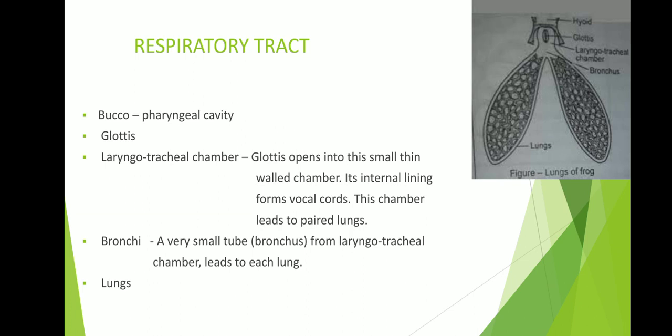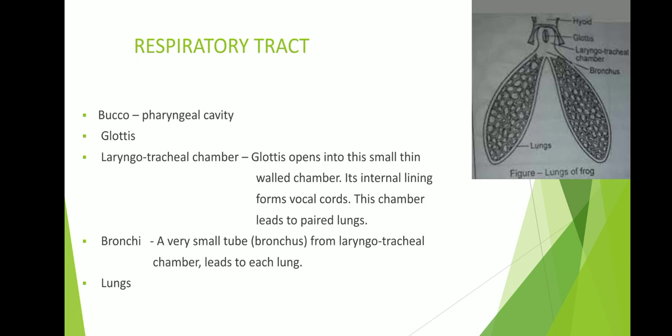So you should note the position of these vocal cords. The internal lining of the laryngeotracheal chamber forms a pair of elastic bands known as vocal cords, which is used for the production of that croaking sound. Special muscles help to change the tension of the cords and hence the pitch of the sound. Vocal sacs are found only in the male frogs to amplify the croaking sound.